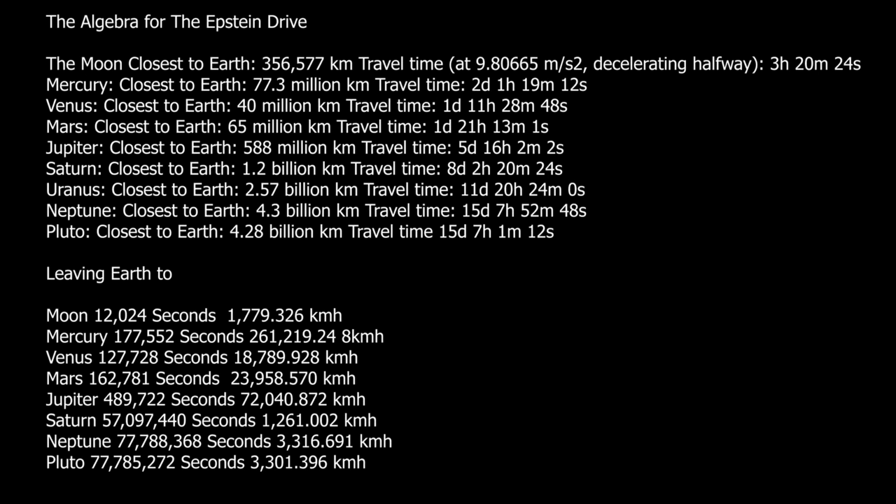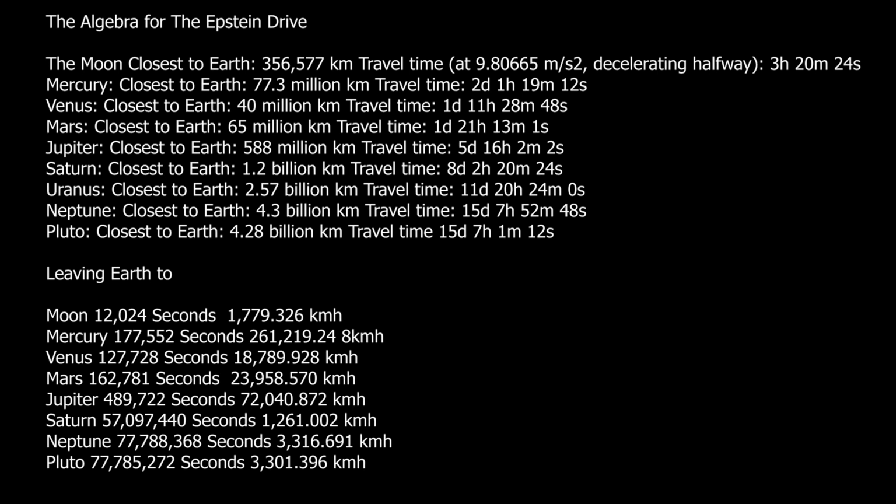The moon closest to Earth, 356,577 kilometers. Travel time at 9.80665 meters per second squared, decelerating halfway: 3 hours, 20 minutes, 24 seconds. Mercury closest to Earth, 77.3 million kilometers. Travel time 2 days, 1 hour, 19 minutes, 12 seconds.